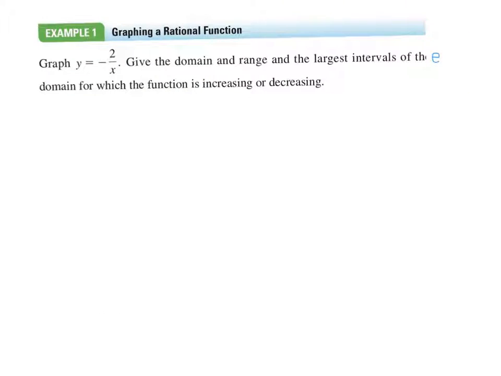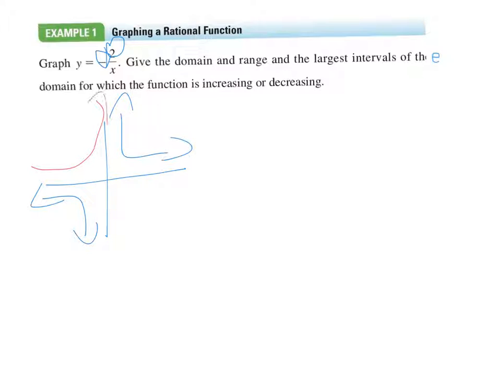So for example 1, it says graph this function. Now, you notice the only things that change are that the numerator is now 2 instead of 1, and there's a negative sign in front. The negative sign means that instead of the graph looking like this, it's now going to look like the red function. The graph's going to look something like that.